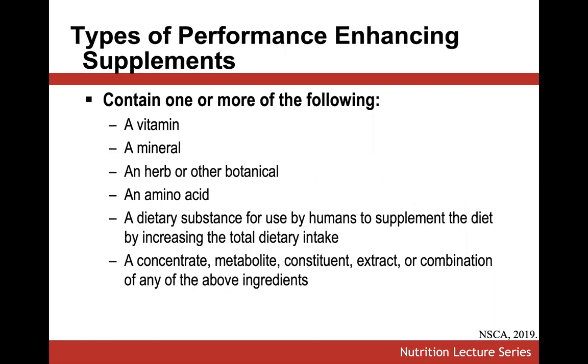You can classify supplements into different categories, but they must contain one or more of the following: a vitamin, mineral, herb, amino acids, a dietary substance utilized by humans that is taken through regular meal sources, but you need more of it to get a better effect. So for example, protein supplementation. We'll get into that a little bit more. Or metabolites or something else that just helps with it. It's a broad category that contains all this.